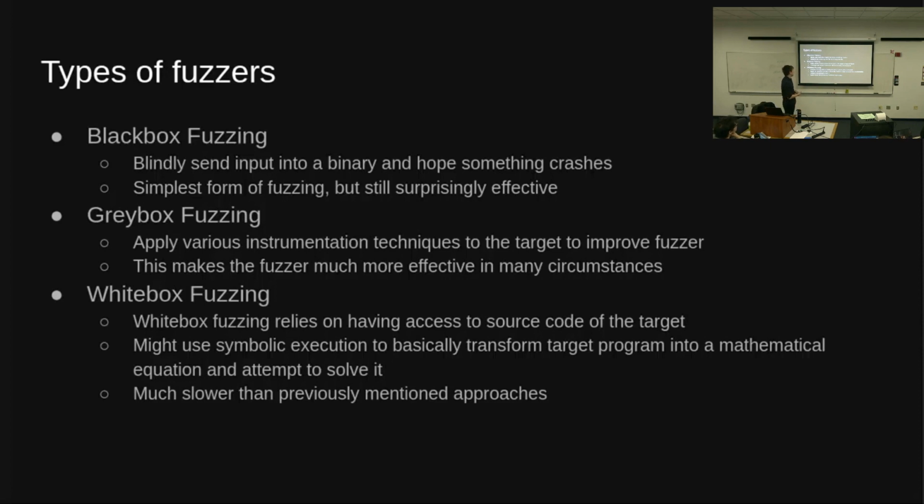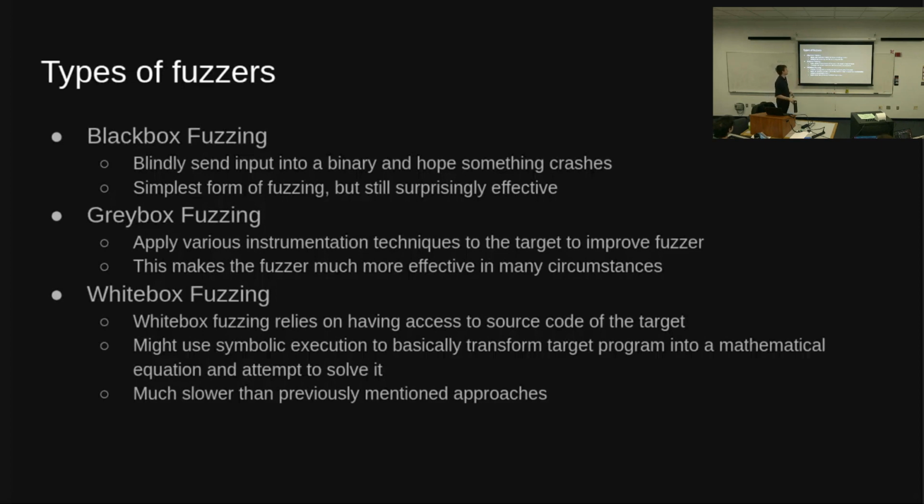Then there's gray box fuzzing. This is when you start applying instrumentation techniques to your target, which then leads to you improving the fuzzer. So this is where techniques like coverage-guided fuzzing come in. You basically try to learn stuff about how your fuzzer is doing on your target while you're running the fuzzer. And this makes the fuzzing a lot smarter, a lot better, and we're going to talk about a lot of the techniques that gray box fuzzing implements later.